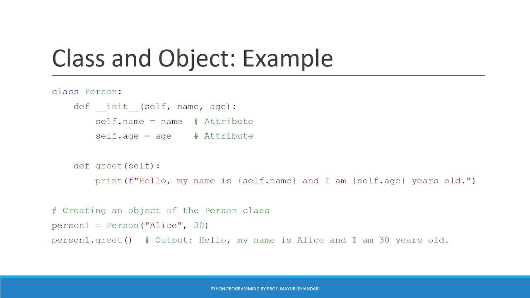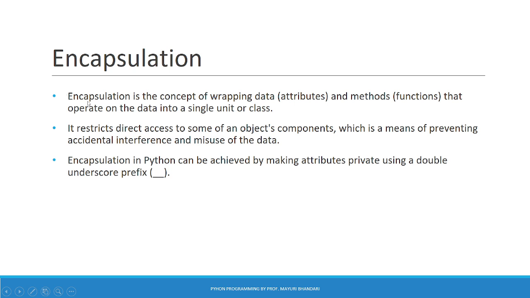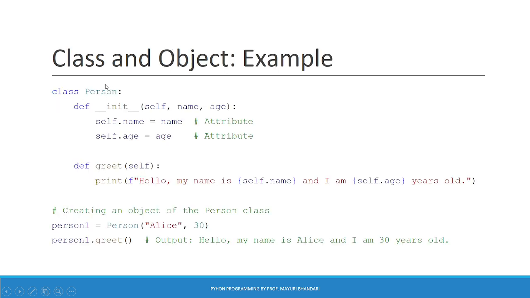Okay, so in Python we define a class using the class keyword, then the class name. Here the class name is Person, then a colon. Whatever you want to define inside the class will be indented.